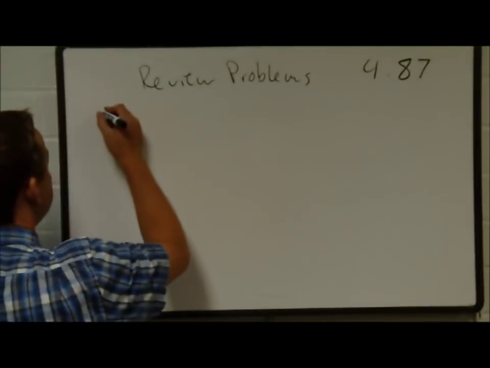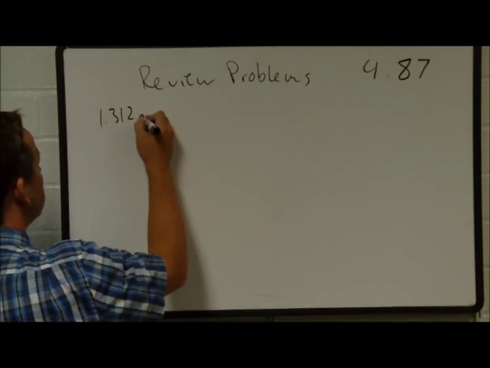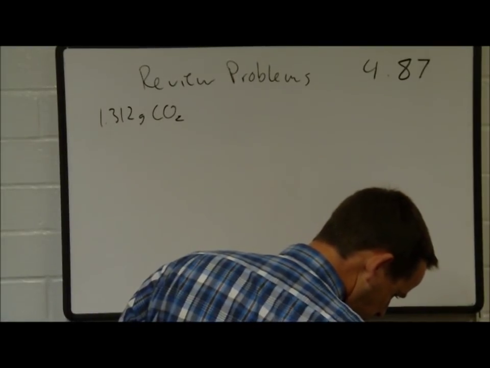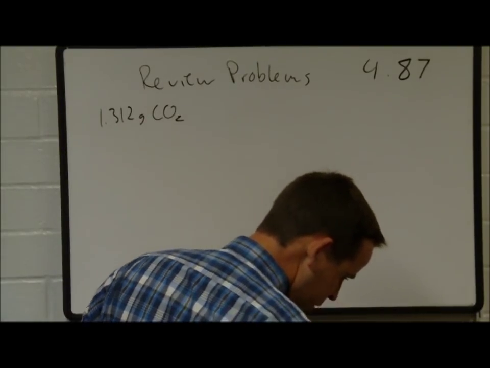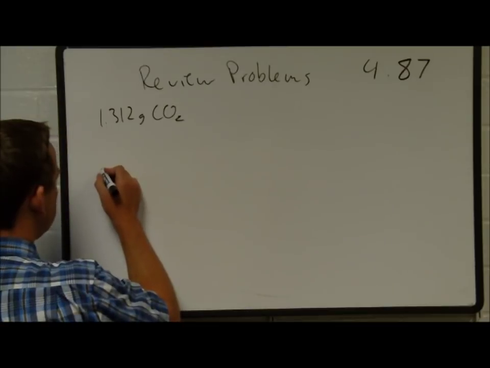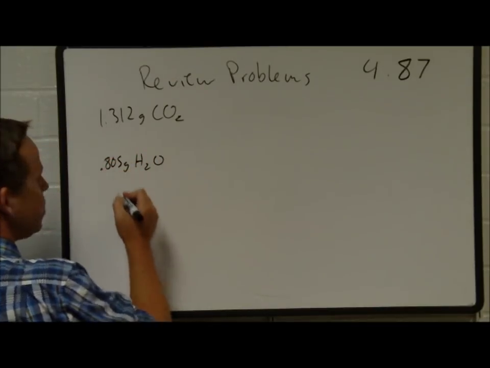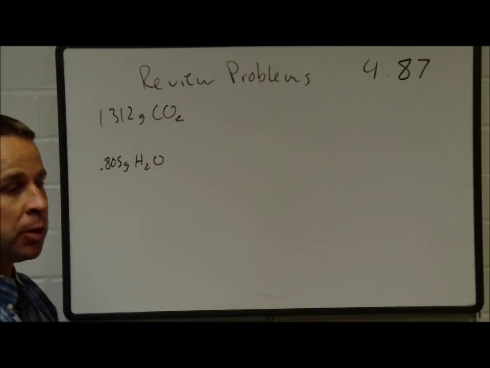When 6.84 grams of an organic compound containing only carbon, hydrogen, and oxygen was burned in oxygen, we got 1.312 grams of carbon dioxide. And we got 0.805 grams of H2O. Okay?